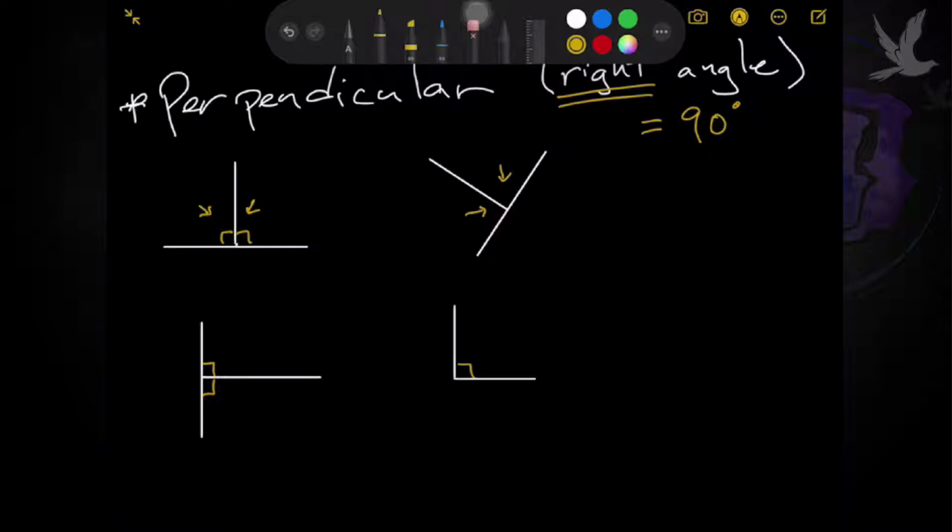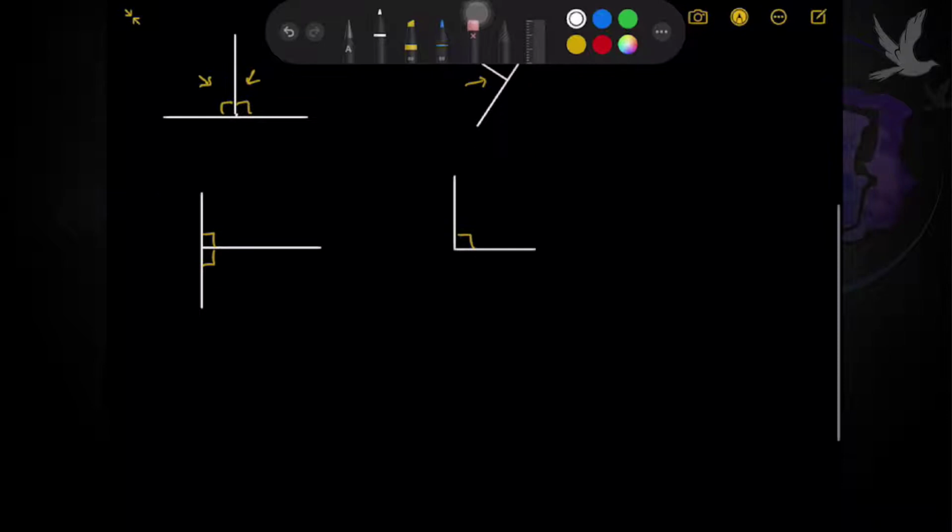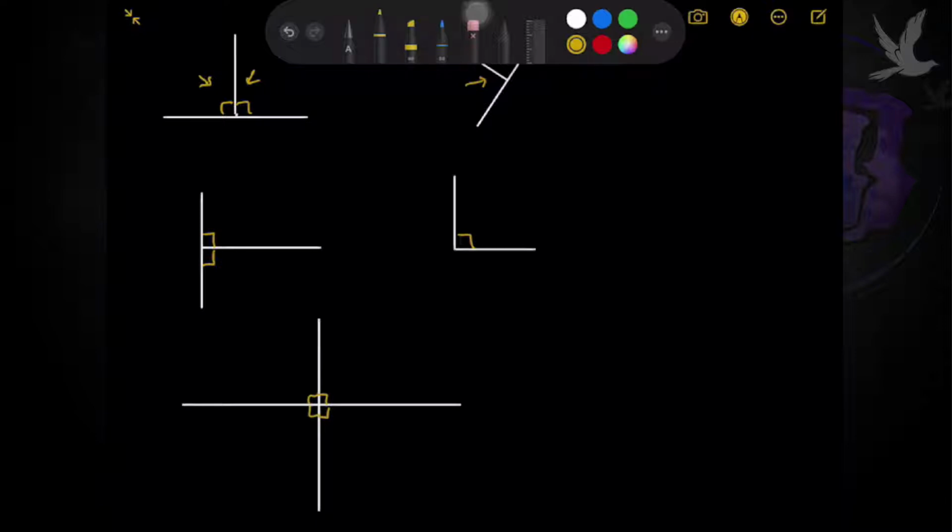So even though they are going to intersect, for example, that is already considered as a perpendicular line. Kasi kahit mag-intersect sila, basically they are forming 90 degrees and these are perpendicular.